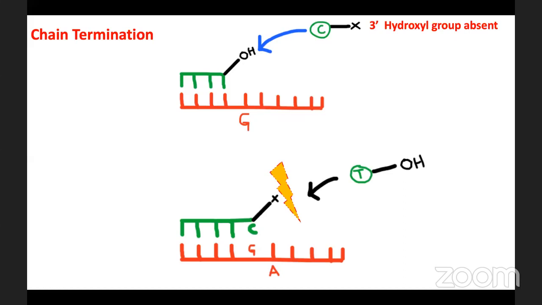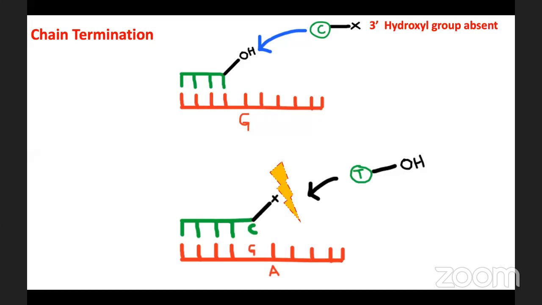So if, say, at first instance, you can see a C here, and I have put a cross mark here. It means that C does not have that hydroxyl group. If that C gets incorporated in the strand which is being synthesized based on the information of the template strand, you can see at the bottom of this picture, the C has been incorporated. But since this OH is missing from this C, no other base will be incorporated. It means that your chain gets terminated here.